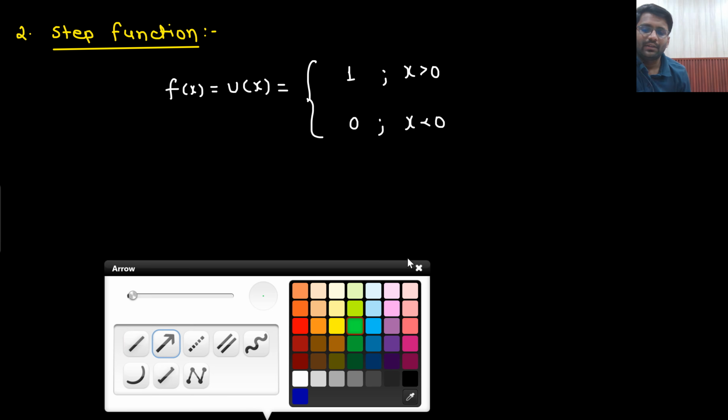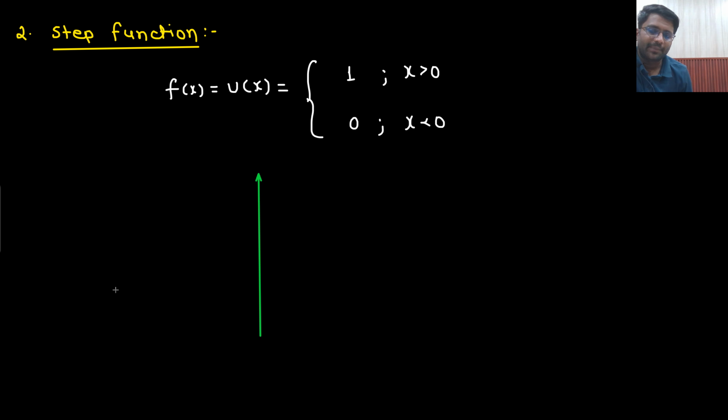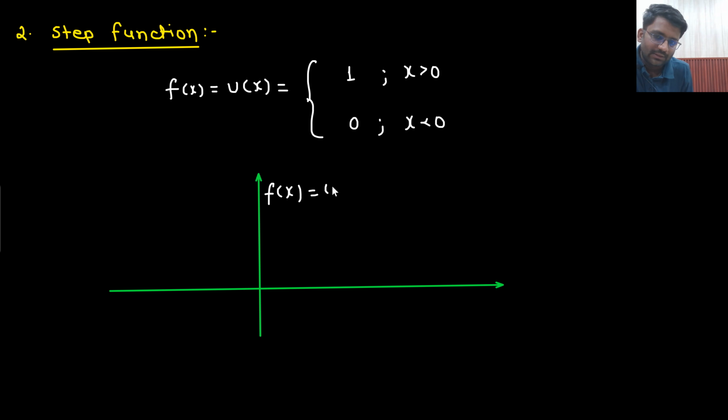So can I draw the graph of u of x? Absolutely, you can draw the graph of u of x. Your f of x is nothing but u of x. For x less than 0 it will be equal to 0 only. For x greater than 0 it will be equal to 1. What about at x equals 0? At x equals 0 it is not defined. The step function is not defined at x equals 0.